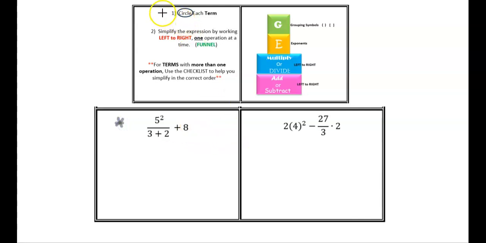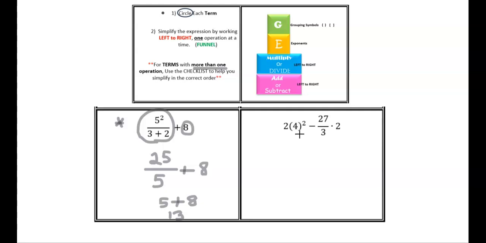Circle the terms first, because that's important to identify what has to be cleaned up before we can add or subtract. Okay, so use the checklist if there's a term that needs more than one operation in order to clean it up. So you're going to do this one, pause the video, turn it on to see if you got it right.